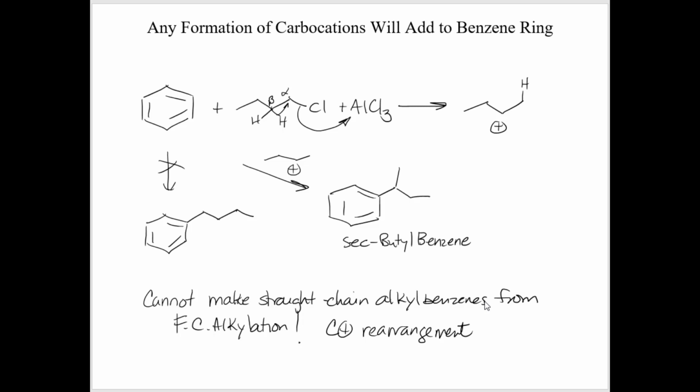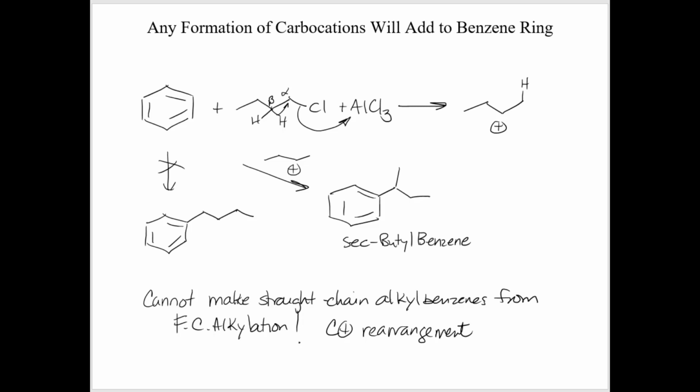Well, so what happens then? What would happen then is that we need an alternative way of making straight-chained alkyl benzenes. And so we'll talk about an alternative method here in a minute for that. So just be aware that carbocation rearrangements will occur.